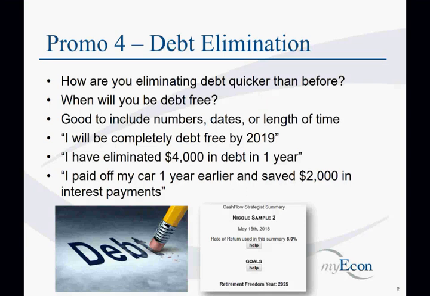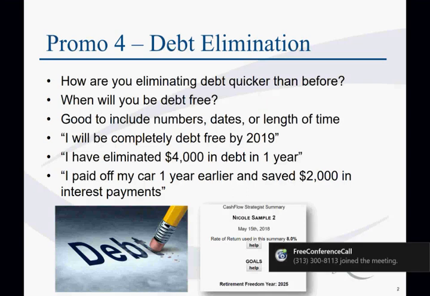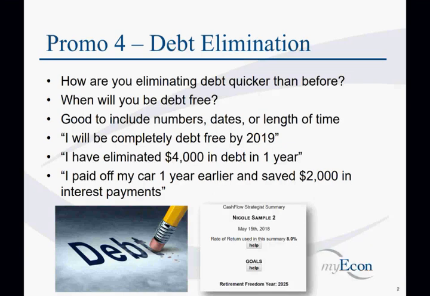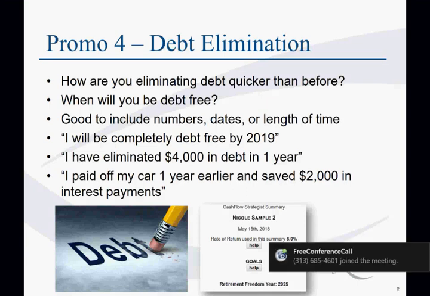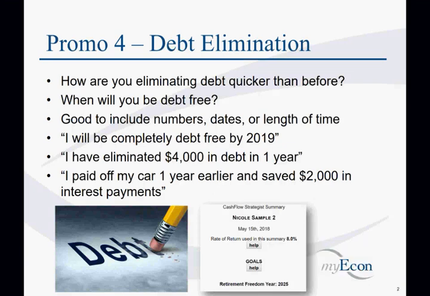The last example I have here is paying off car note a year earlier. Again, a key aspect of what we do at myEcon, and this is showing the power of our strategy: we're paying our debt off quicker. So I love to use that as well to say, you know what, I'm paying off my car a year earlier, and on the flip side of that, how much am I saving by paying my car off? Because the goal is to pay off our debts, especially our consumer debts, so that we can save money on interest that we would pay had we paid it out through the life of that debt.